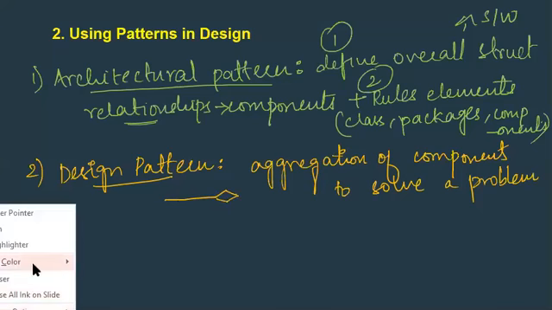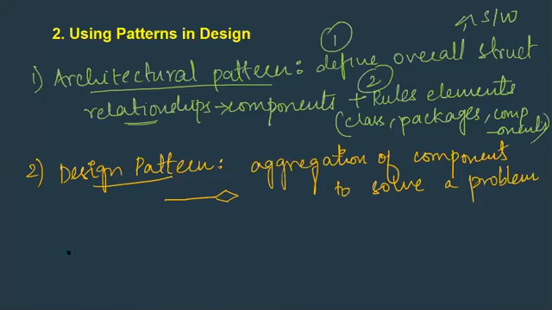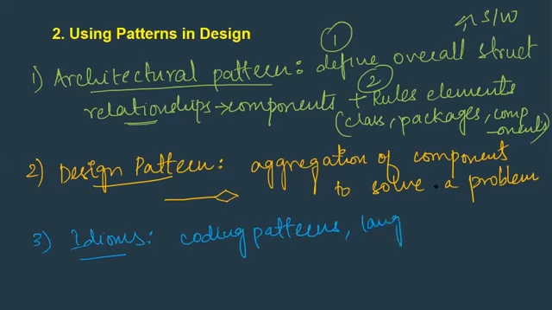Then the third pattern is idioms. Now these idioms are also called coding patterns. These patterns are based upon specific languages. Like we have C code, Java code, .NET code, you've got different codes. So these are language specific patterns.